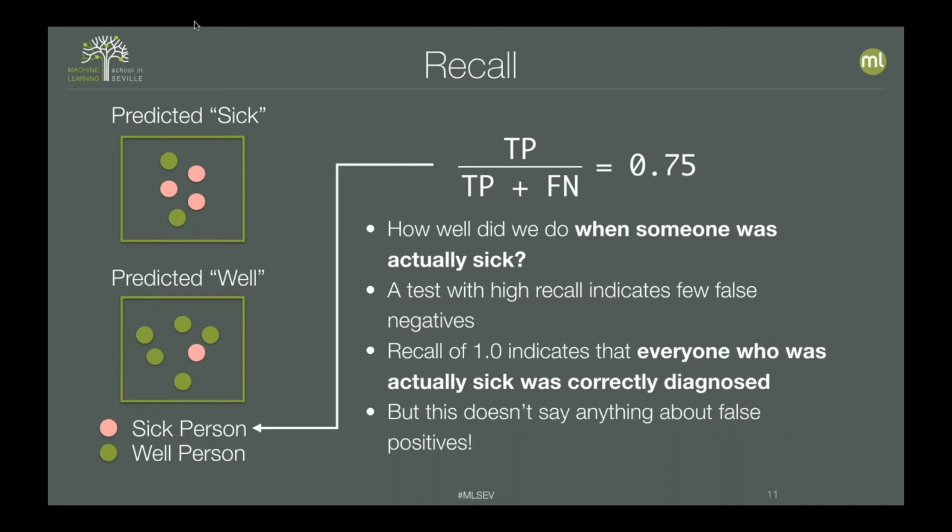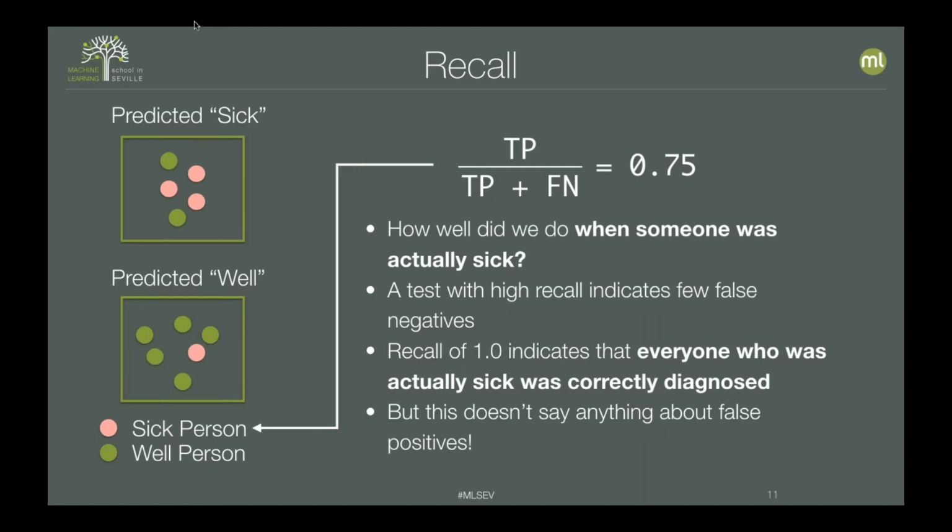Recall is sort of the opposite of this thing. Recall is how well do we predict when somebody actually is sick. So we have 4 people who are sick in this data set, the 4 red dots, and you can see that we predict sick for 3 of them, right? So we have 3 true positives divided by 4 total people who are sick, true positives plus false negatives, and that gives us a recall of 0.75. In other words, we found 3/4 of the people who are sick.